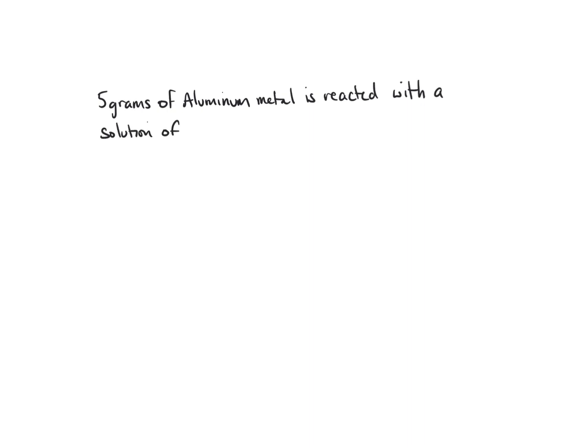Let's take a look at the following equation. 5 grams of aluminum metal is reacted with a solution of nitric acid. All right, so let's write out a simple balanced equation.